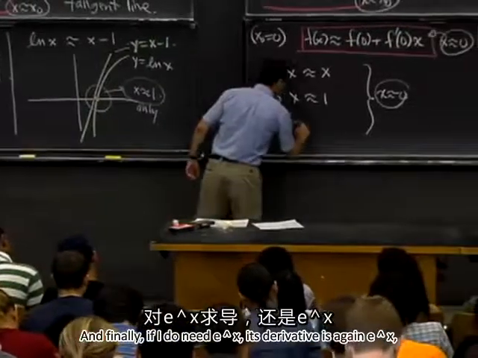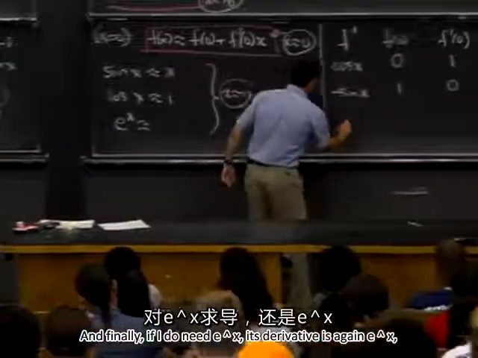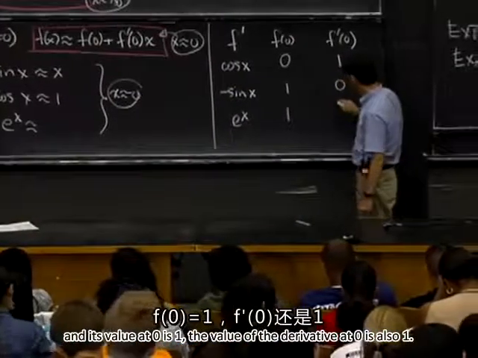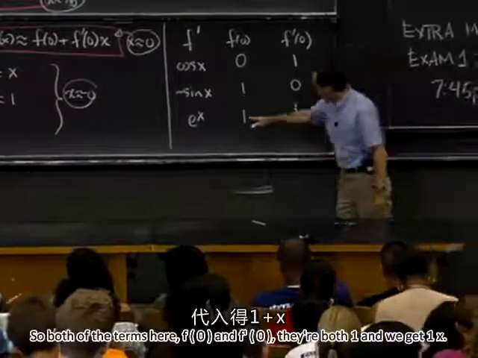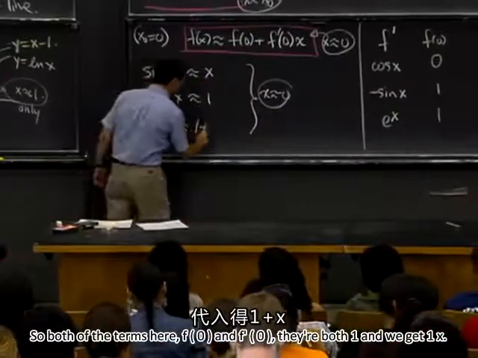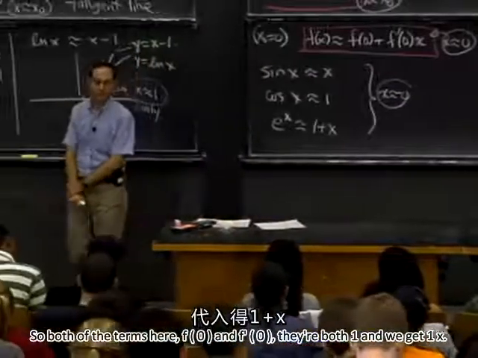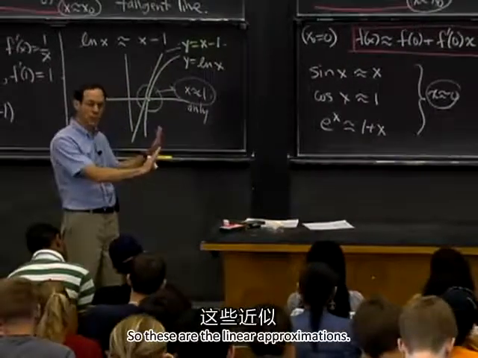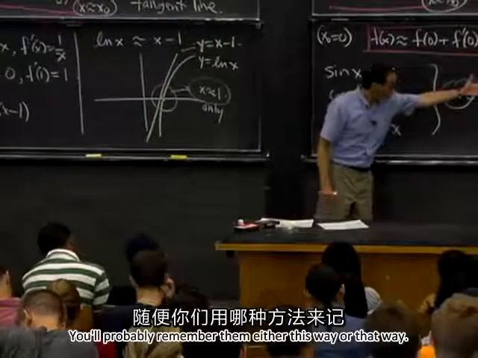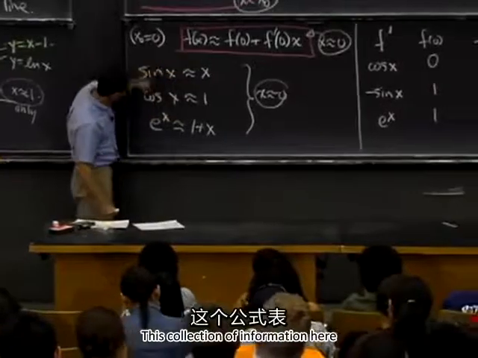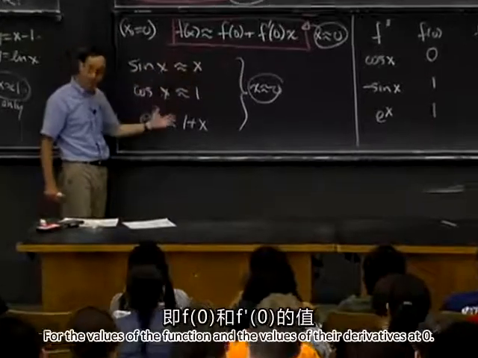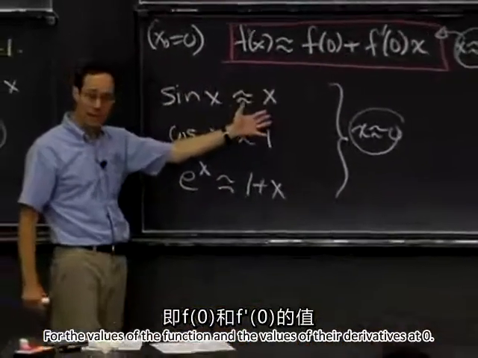And finally, if I do e to the x, its derivative is, again, e to the x. Its value at 0 is 1. The value of the derivative at 0 is also 1. So both of the terms here, f of 0 and f prime of 0, are both 1, and we get 1 plus x. All right, so these are the linear approximations. You can memorize these. You'll probably remember them either this way or that way. This collection of information encodes the same information as we have over here for the values of the function and the values of their derivatives at 0.